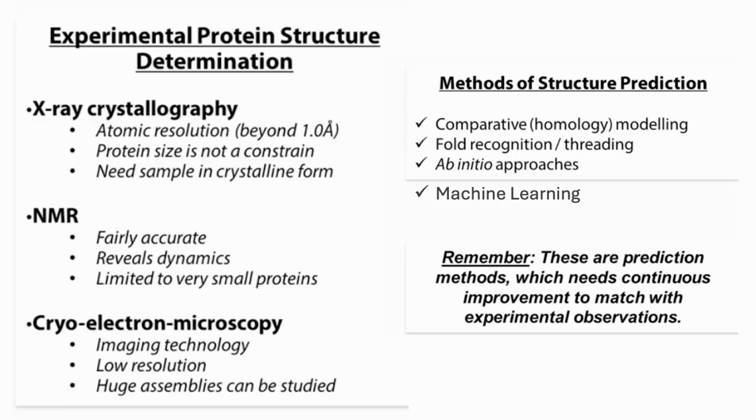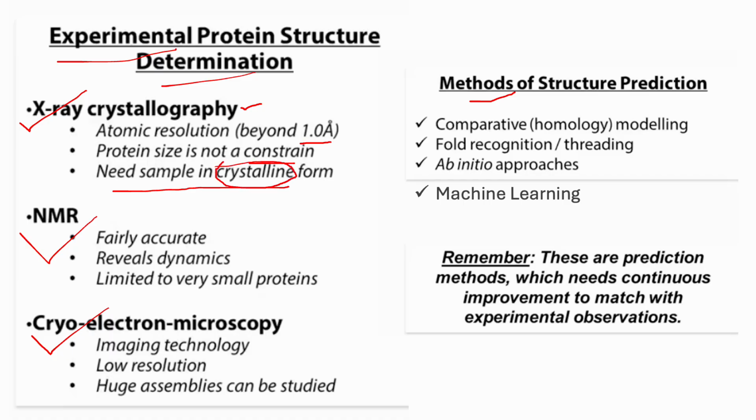Let's talk about experimental protein structure determination, and also how to predict protein structure by using a computer. Let's talk first about experimental protein structure determination. Experimentally, we can do it through X-ray crystallography, NMR, and also cryo-electron microscopy. First, let's discuss how X-ray crystallography is used to determine protein structure experimentally. Its atomic resolution can be below 1 angstrom, and the protein size is not a problem, but the protein must be in crystalline form. If we use X-ray crystallography, it must be in crystalline form.